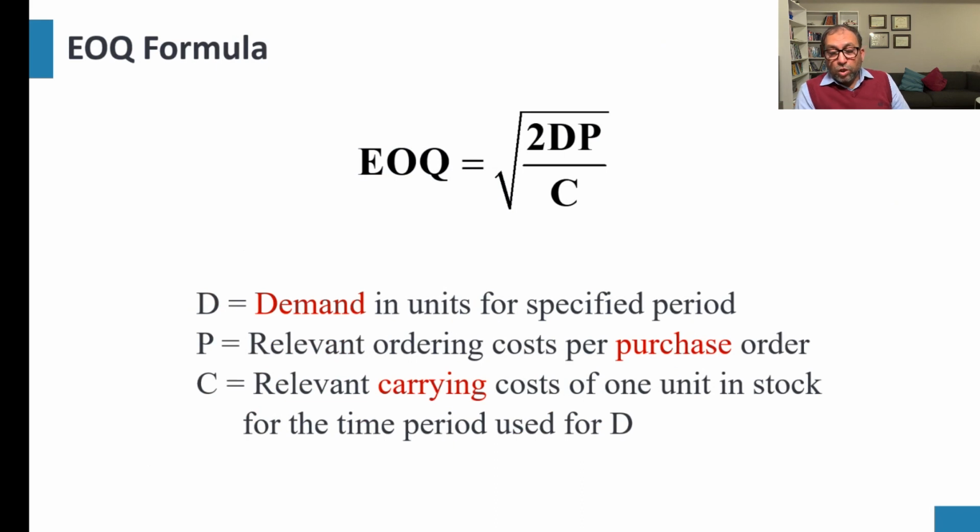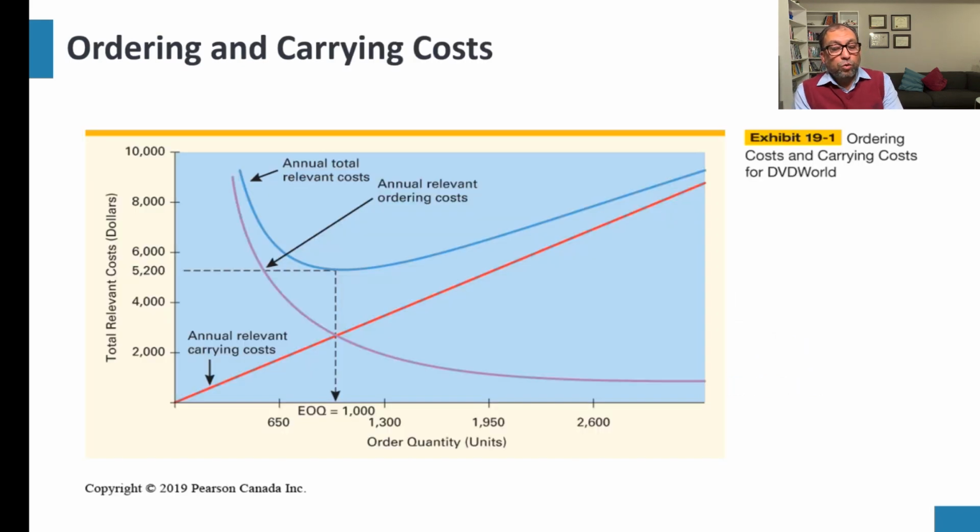So this is the formula or model that we have to use in order to order economically, called economic order quantity, EOQ. That's the square root of 2DP over C. Now D is the demand in units per specified period. P is the relevant ordering cost per purchase order, and C is the relevant carrying cost of one unit in stock for the time period used for D. So if we know all this information, we can apply it to find how much quantity we have to order.